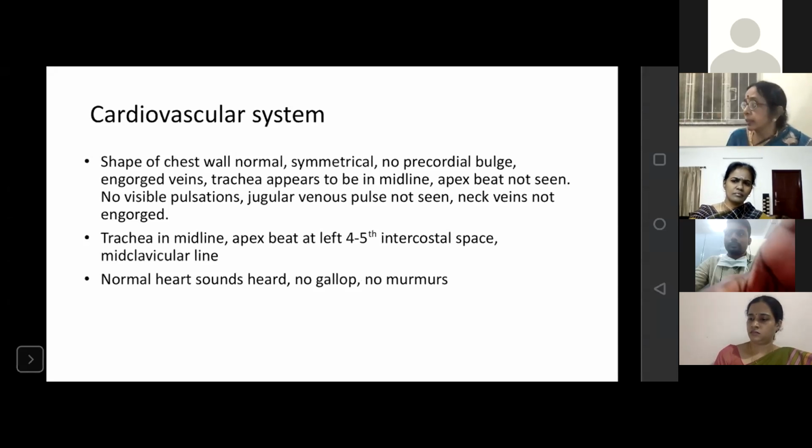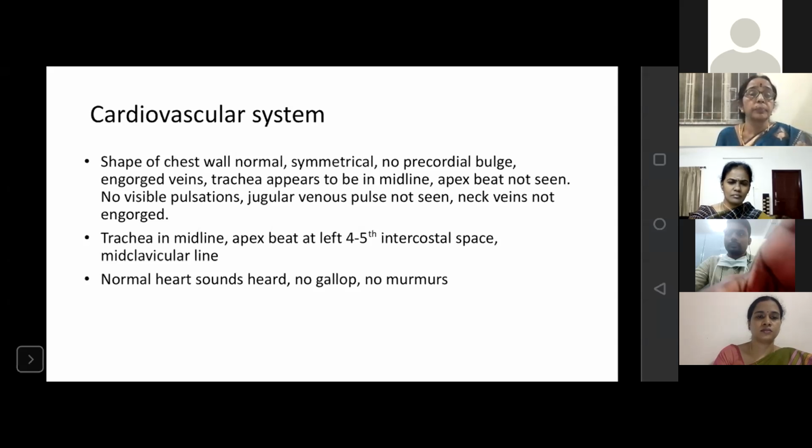Going to cardiovascular system, the shape of chest wall was normal. Chest wall was symmetrical, no precordial bulge or engorged veins. Trachea appeared to be in the midline, and the apex beat was not seen. There were no visible pulsations over the precordium. Jugular venous pulse was not seen. Neck veins were also not engorged. And trachea was confirmed to be in the midline.